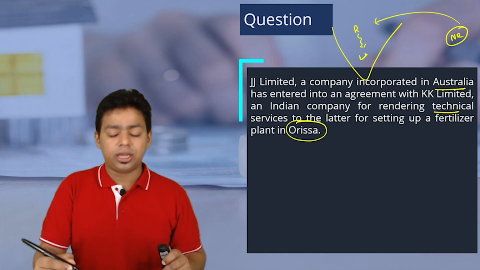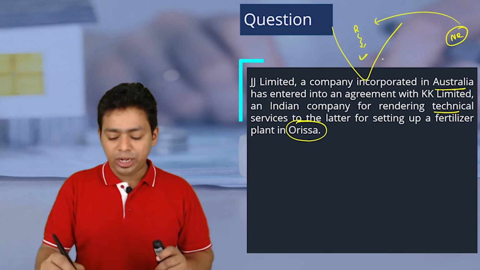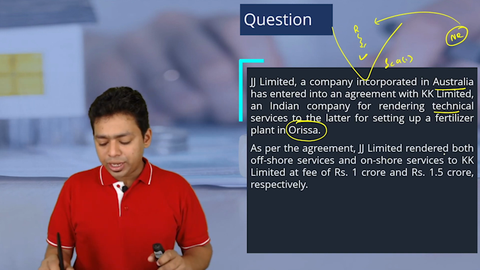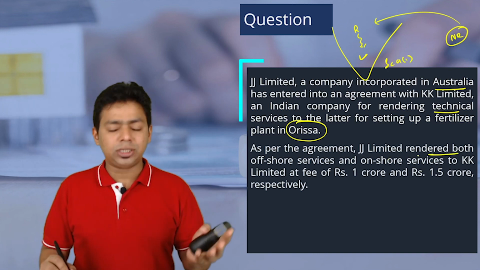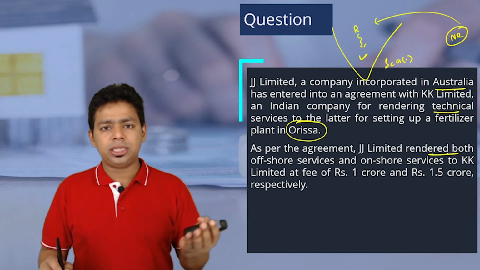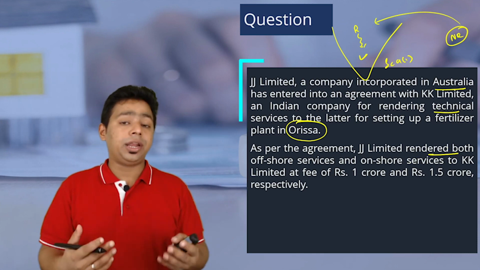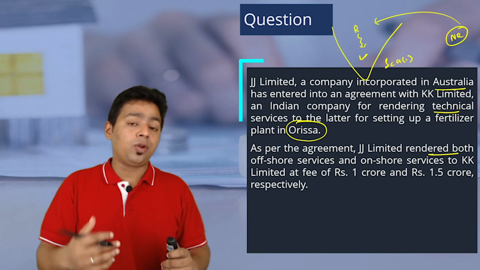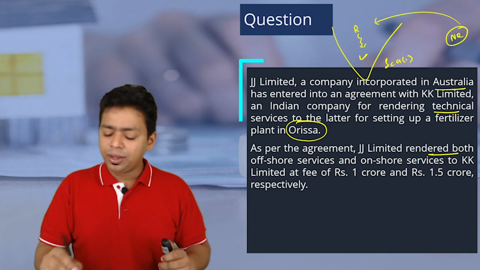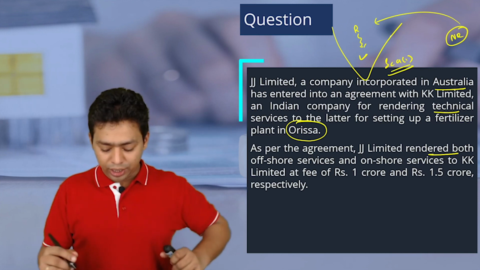Now you can understand the fees for technical services were utilized in India, and definitely it is one of the situations of section 9(1). As per the agreement, JJ Limited rendered both offshore and onshore service. Onshore means in India, offshore means outside India. That doesn't make any sense, whether you are providing services in India or outside India, whether the agreement was executed in India or outside India, whether currency was paid in Indian rupee or foreign currency, whether amount was received in India or outside India. It doesn't make any sense. When the money is utilized or the services are utilized in India, it is deemed to be accrued in India.